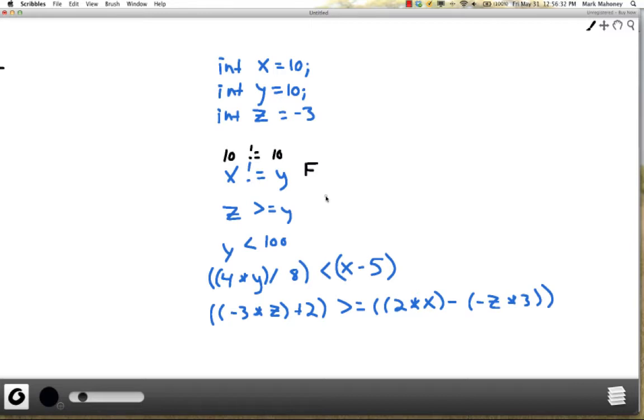And that, of course, is false. Okay. So whenever you refer to the name of a variable inside code, remember what happens. The computer goes and finds that box, takes the value inside that box, and uses it in the expression.